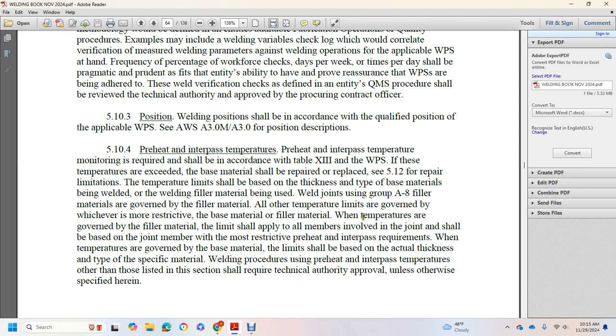Limits shall apply to the members involved in the joint and shall be based on the joint member with the most restrictive preheat and interpass requirements. When the temperature is governed by the base material, the limit shall be based on the actual thickness and type of the specified material. Welding procedures using preheat and interpass temperatures other than those listed in this section shall require technical authority approval unless otherwise specified herein.